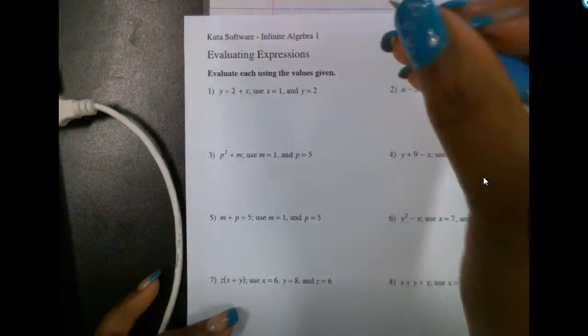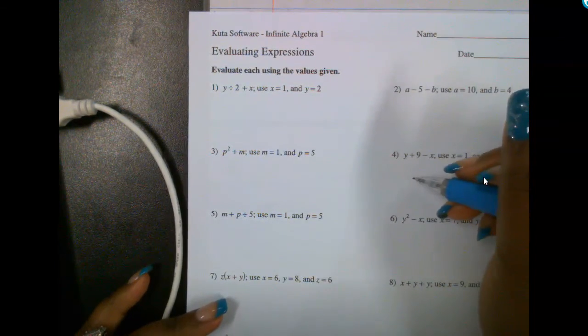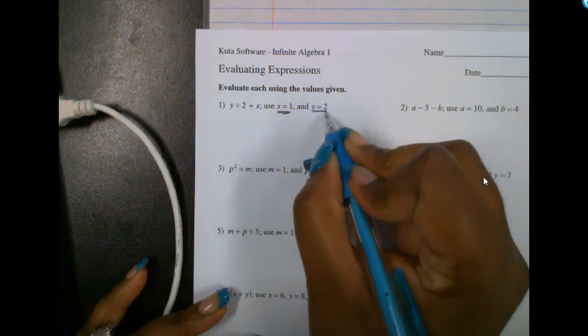All right? We're going to do some, and then you're going to do some on your own, okay? All right. Let me see if this is enough space to write on. It may be. If it's enough space for you, go ahead and write, but make sure that you show your work, okay? So your x is 1 and your y is 2.